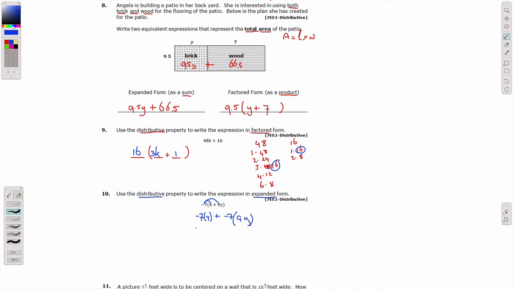So -7 times 4 is -28. Opposite sign, answer negative. Plus -7 times 9y is -63y. And then in standard form, I can change that. So this is totally fine, you can leave it at this: -28 plus -63y. I can leave it at that. Or you can also do -28 minus 63y. Both of these are acceptable.